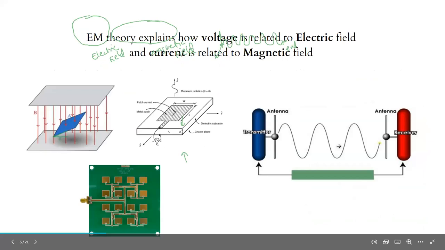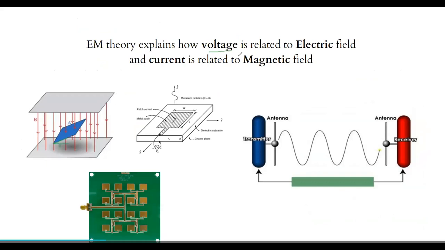Next, I would also like to mention that the electric field is related to voltage. The voltage that we supply between two conductors, the ground plane and the top conductor, will create an electric field. So the electric field is more related to voltage, and due to the electric field, we can create current. That current will move from one location to another, and it will generate a magnetic field.